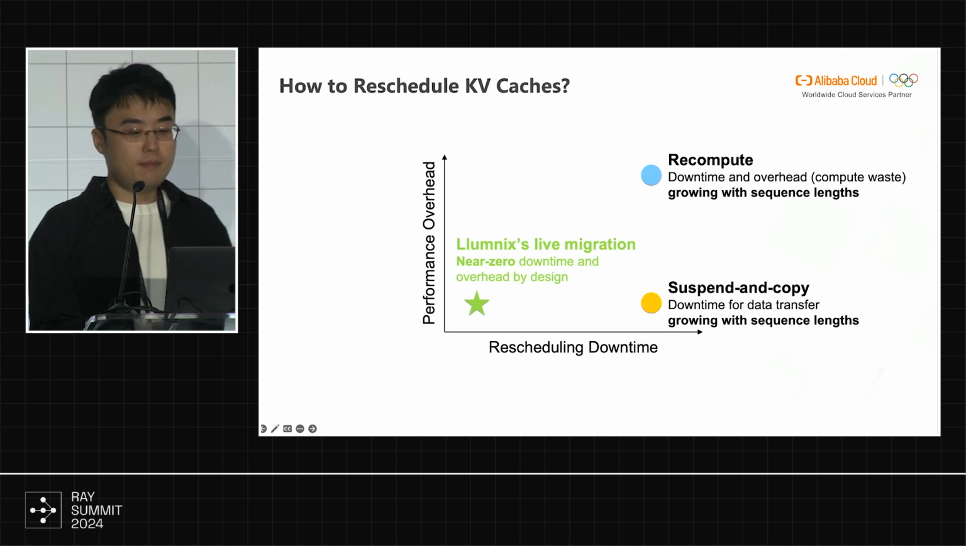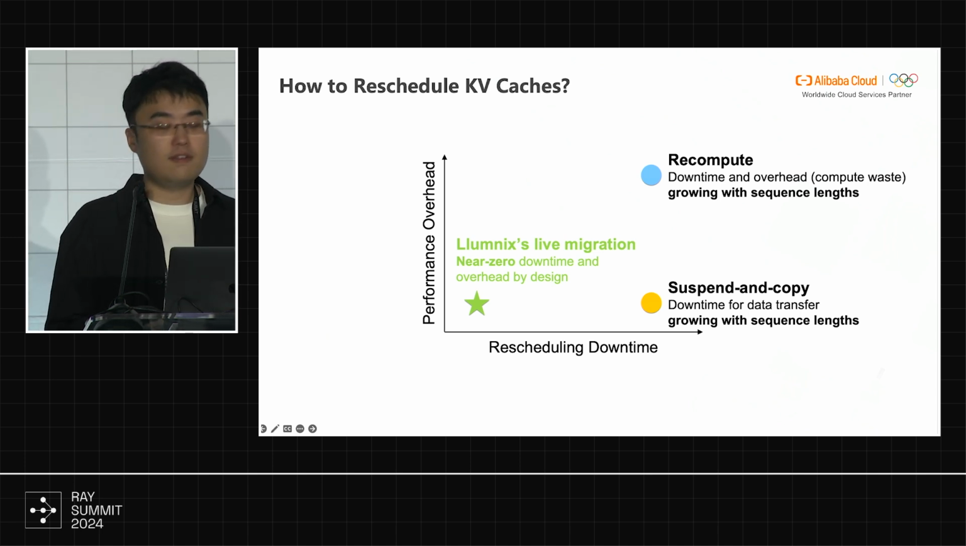So the major concern with rescheduling is the KV cache states. You could either recompute or copy the KV cache to the new instance. But these approaches will introduce downtimes to the rescheduled requests for the recomputing or memory copying, and also performance overhead due to the redundant computation of recomputing. And more importantly, these downtimes and overheads will increase with sequence lengths. By contrast, Llumnix's live migration mechanism has near zero downtime and overhead by design.